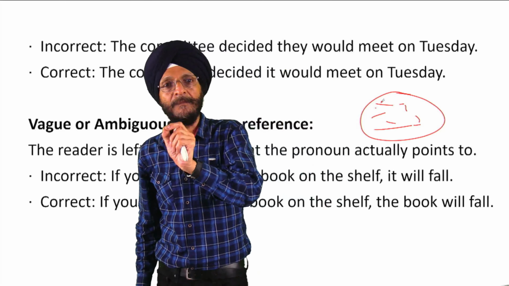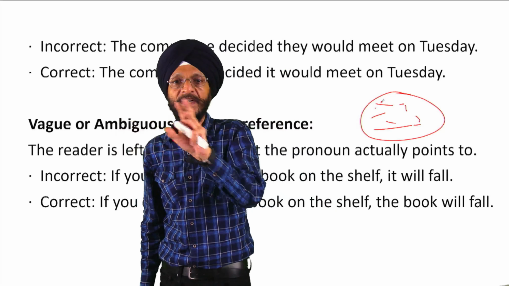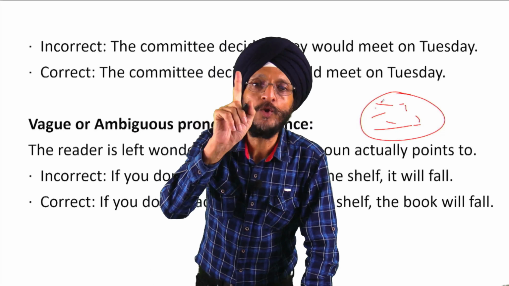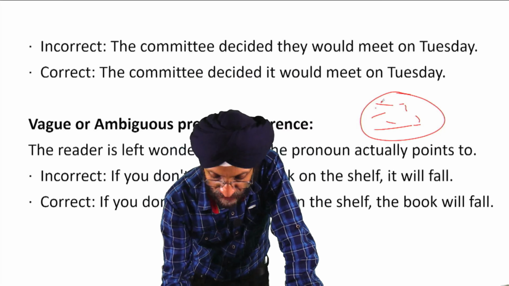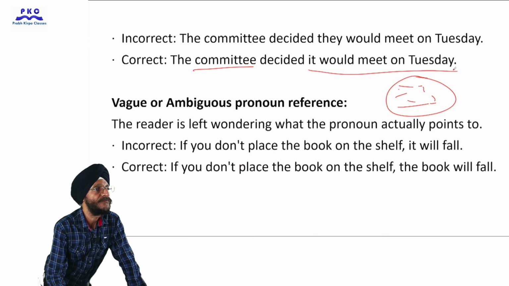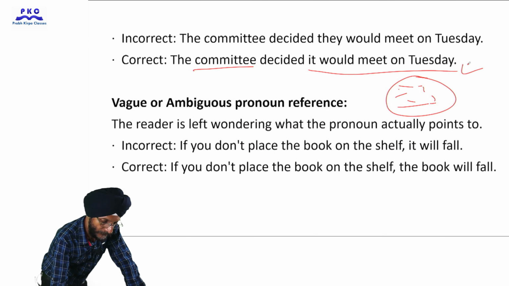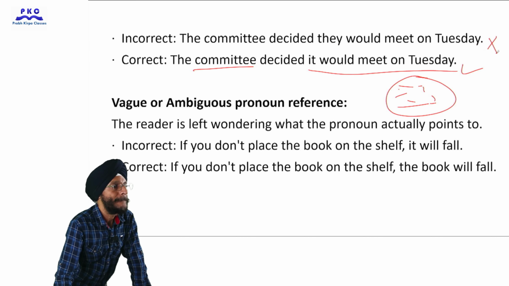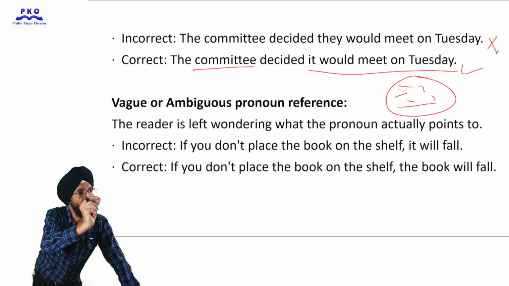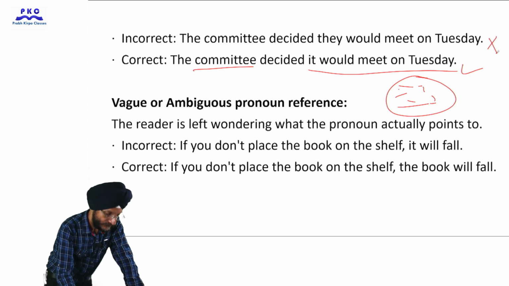All the team members of the committee are not to be treated separately. So the committee should be treated as a singular noun. The committee decided it would meet on Tuesday. So it is proper. The committee decided they would meet on Tuesday is wrong. Committee is to be treated as a singular noun. Accordingly, the pronoun has to be singular.